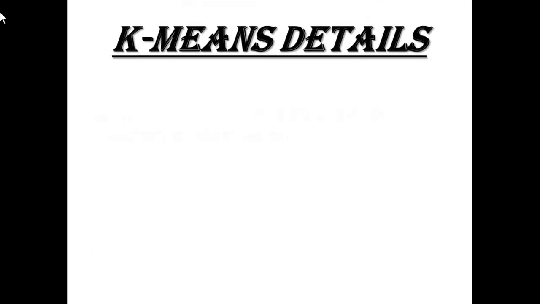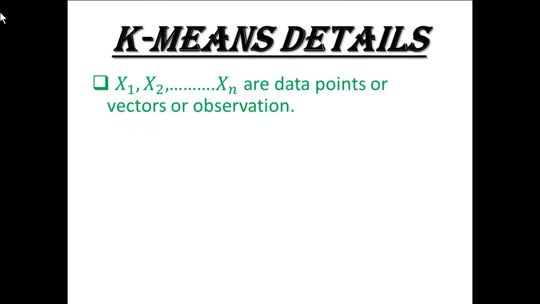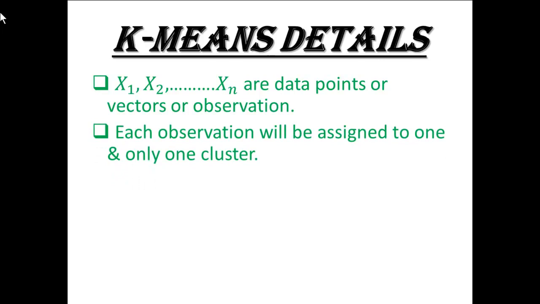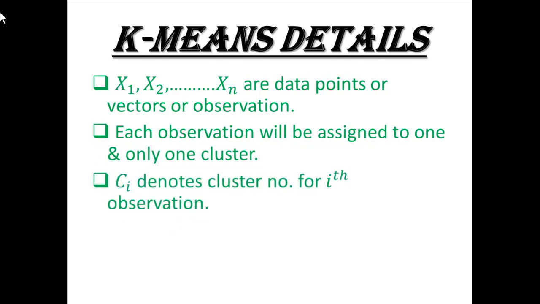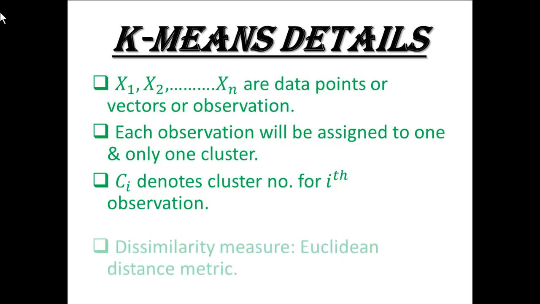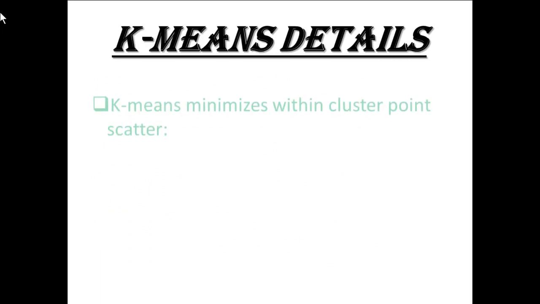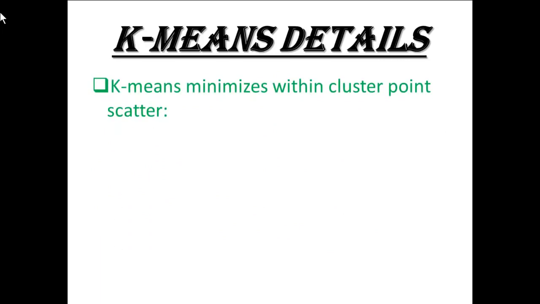K-means details: x1, x2 up to xn are data points, vectors or observations. Each observation will be assigned to one and only one cluster. Ci denotes the cluster number for the ith observation. The similarity measure is the Euclidean distance metric. K-means minimizes the within-cluster point scatter.